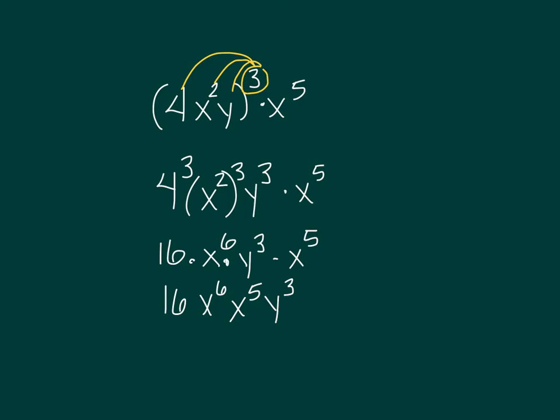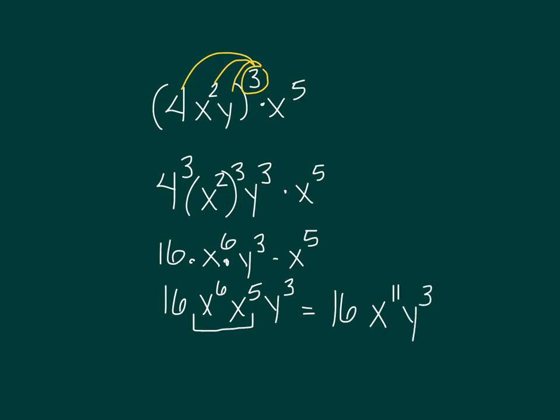Since we have more than one x, we can put them together next to each other. And if you remember, our first rule says if we multiply the same base, we could just add the exponents. So now I have 16, and I guess you can stop writing the 6 plus 5 and just do the adding. So 6 plus 5 is 11, and then y cubed.